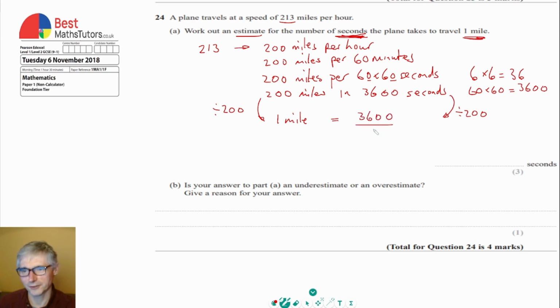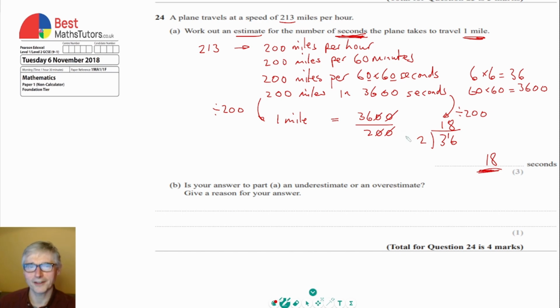3,600 divided by 200. We can write divide as a fraction, because that means the top divided by the bottom, and that's quite handy because we can then cancel the zeros. So we can cancel that 0 with that 0, that 0 with that 0, and what we're left with is just 36 divided by 2 for our estimate. So if we do that, the 2 goes into the 3 once and then carry 1. And so 2 into 16 is 8. So we can see that our estimate is that it's going to take 18 seconds.